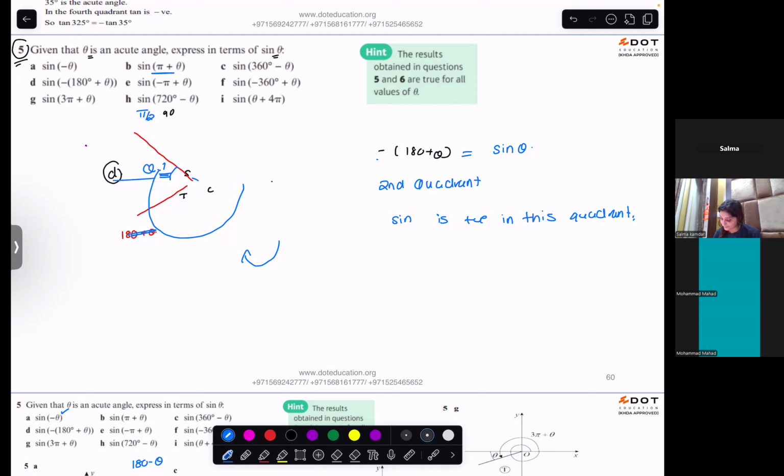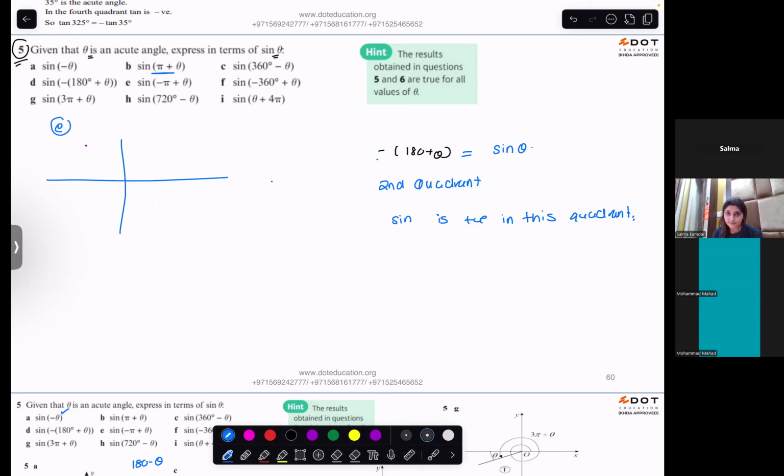The next part, are you still doing it? Sine minus theta plus sine minus pi plus theta. The E part. It is minus pi plus theta. This is 0, 90, 180, and 270. I hope you're with me. So this is pi by 2, this is pi, this is 3 pi by 2. I'm looking at minus pi.